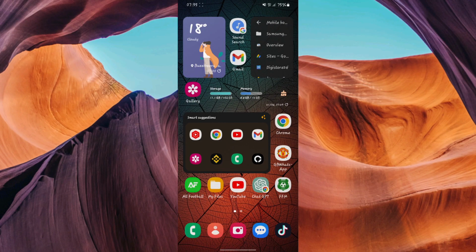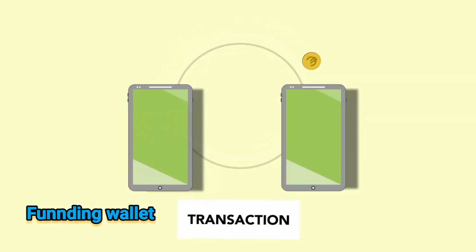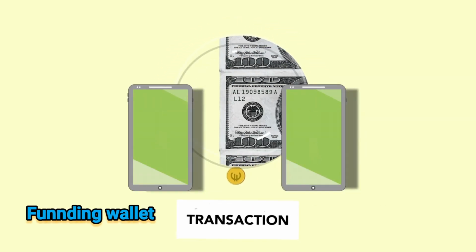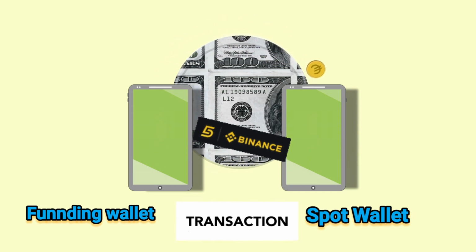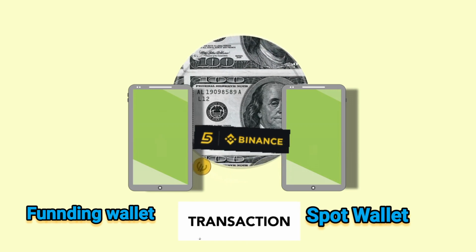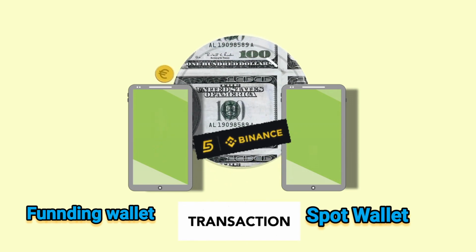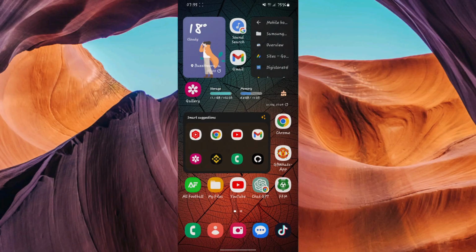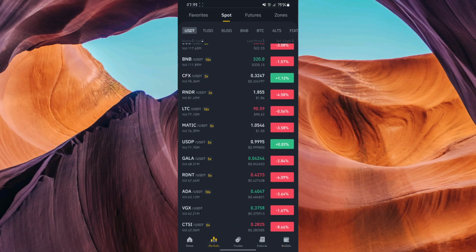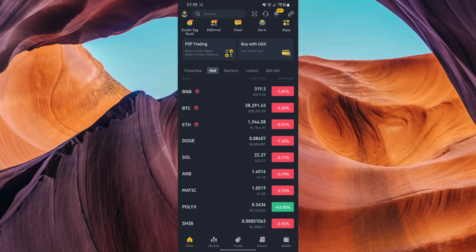And in today's video I'm going to show you how to transfer your funds from the funding wallet to your spot wallet on Binance. For example, you bought your coins using P2P, and they tend to go to your funding wallet. Then I'm going to show you how to transfer those coins from your funding wallet to your spot wallet so that you can start trading.